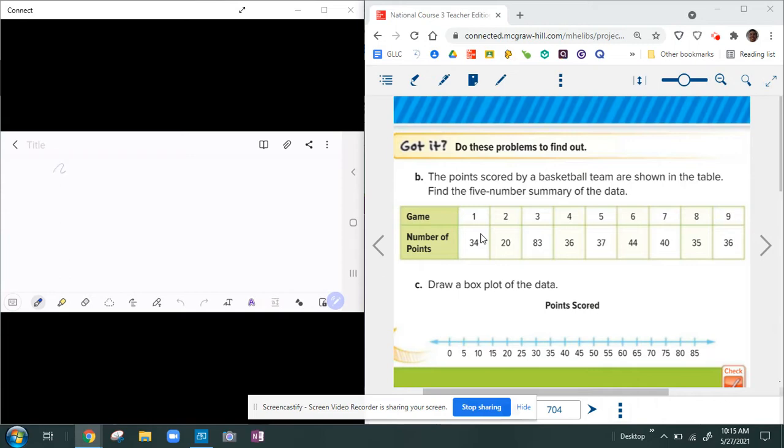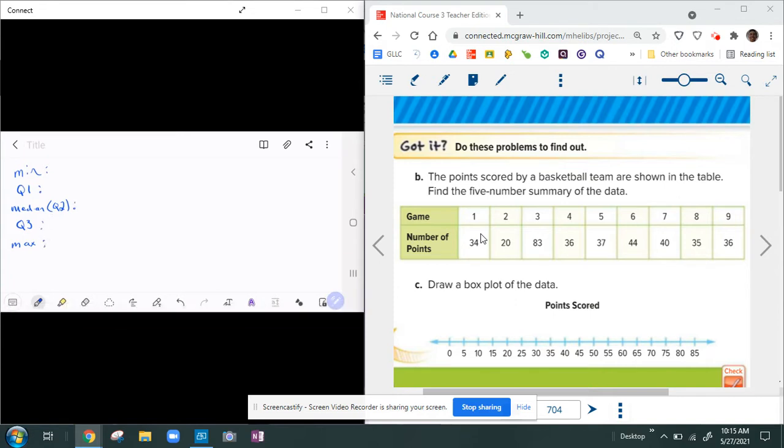What is the five number summary? We need the lowest number, which is the minimum. We need Q1, which stands for quartile 1, the first line that cuts the data into four equal pieces. And then we need the median, which is also known as quartile 2, but we don't usually call it that. And then we have quartile 3, and then we have the maximum. All right, so we're looking for these five numbers whenever it says find the five number summary.